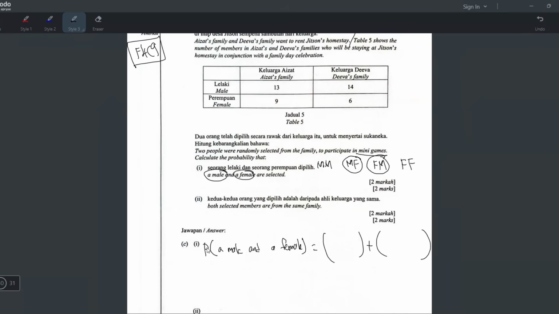Okay, what is the probability for male? We don't really care whether they are from the same family or not. We just care about the gender now, male, female. So what I'll do is I will combine the 2 males. So 13 plus 14 is 27. And then 9 plus 6, I will combine, it's 15.